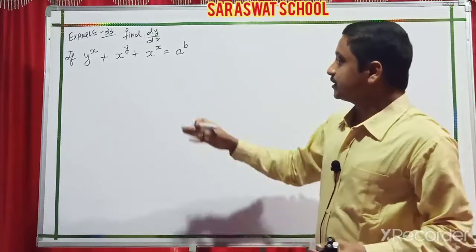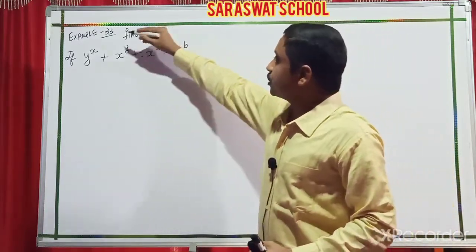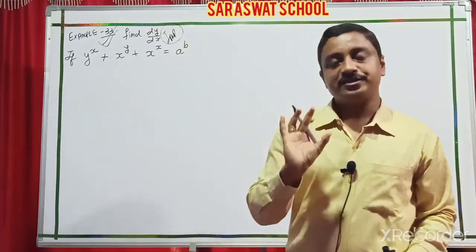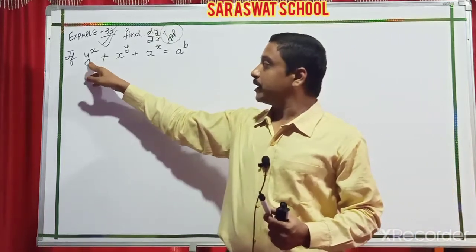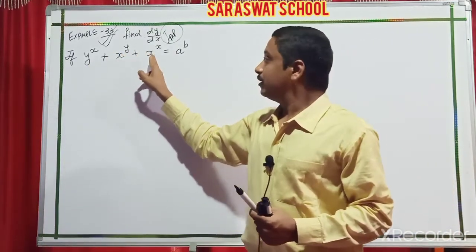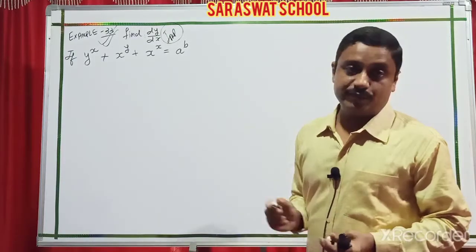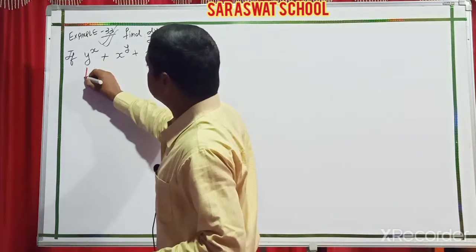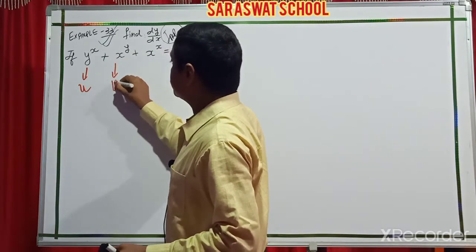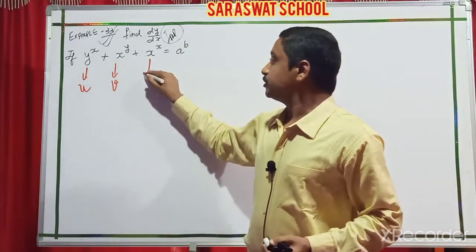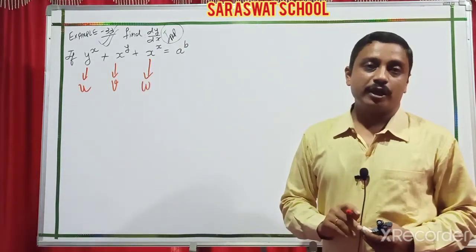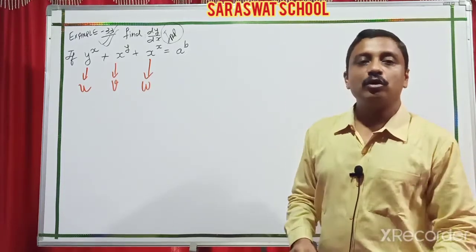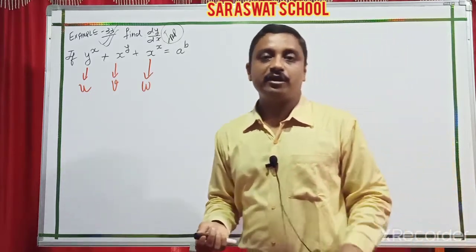Now the next numerical, students, example 33. It is a very important question, so first of all highlight IMP. The question is: y raised to x plus x raised to y plus x raised to x is equal to a raised to b. Actually here, students, it is a suggestion: we take the first term as u, the second as v, and the third as w, and the right side is a constant, so its derivative is 0, and we take the derivatives of u, v, w one by one.